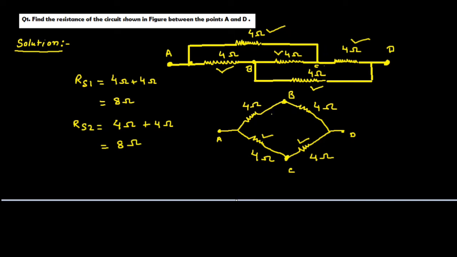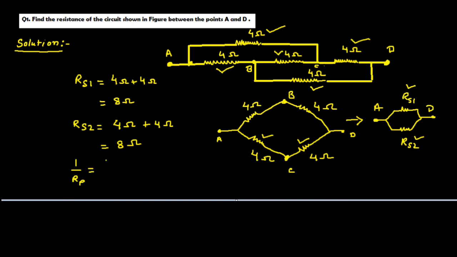Now, if we redraw this circuit, it becomes like this. This one is RS1 and this one is RS2. So RS1 and RS2 are in parallel. This is terminal A and this is terminal D. Therefore, for the equivalent resistance across terminal A and D, we can write RP.